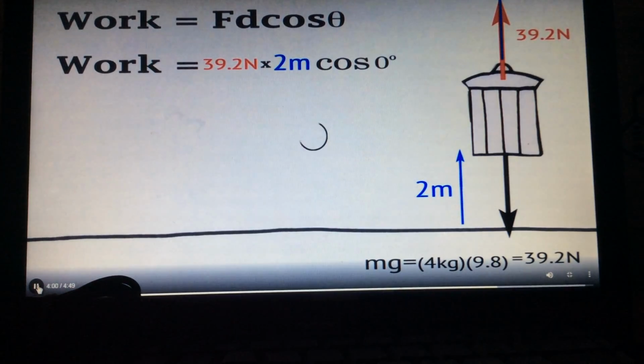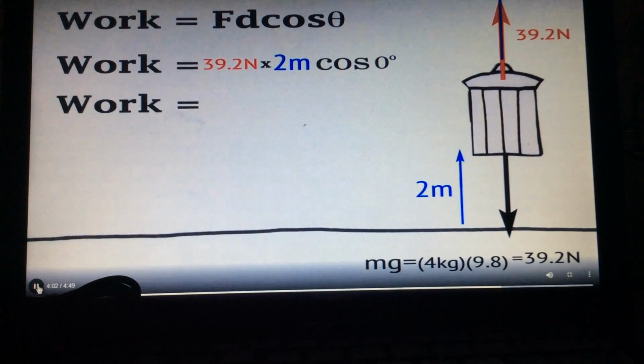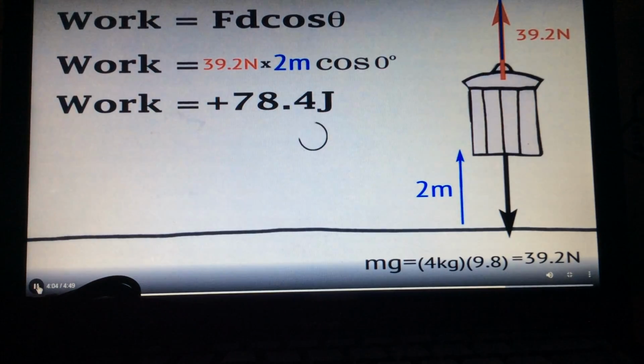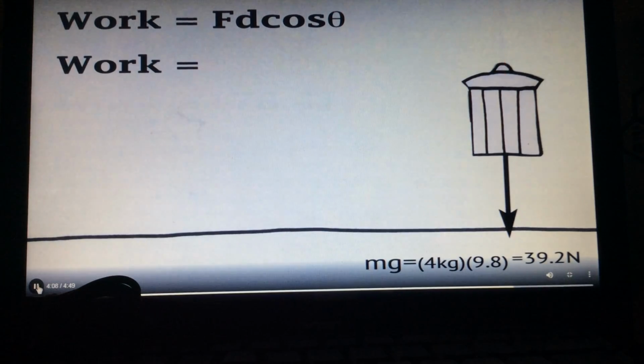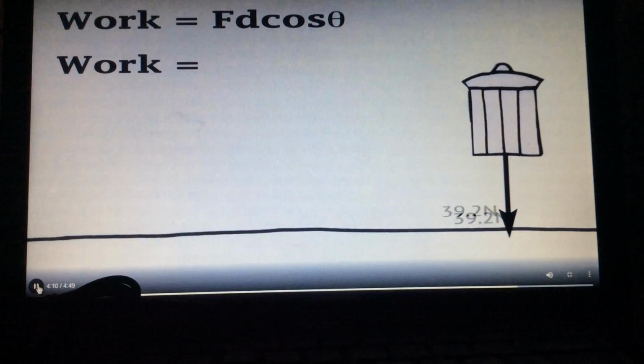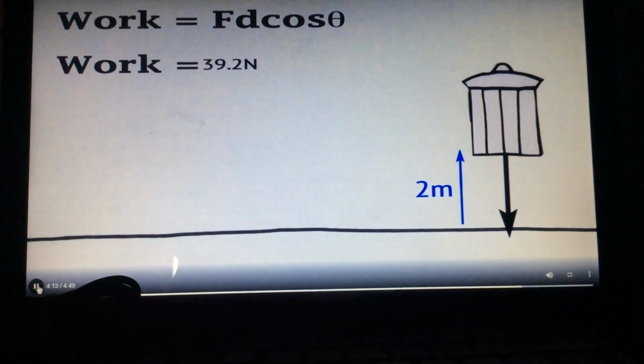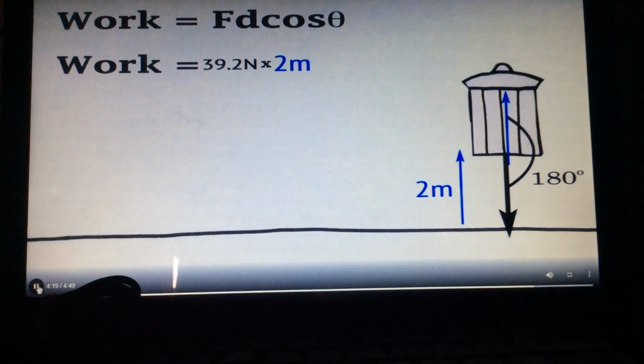So the work that you've done in lifting up this 4-kilogram trash can is 78.4 joules. To find the work done by the force of gravity, we can use the force of gravity, which is again 39.2 newtons. The displacement is again 2 meters, but the angle between the direction of the displacement and the gravitational force is 180 degrees because the displacement points up and the gravitational force points down.